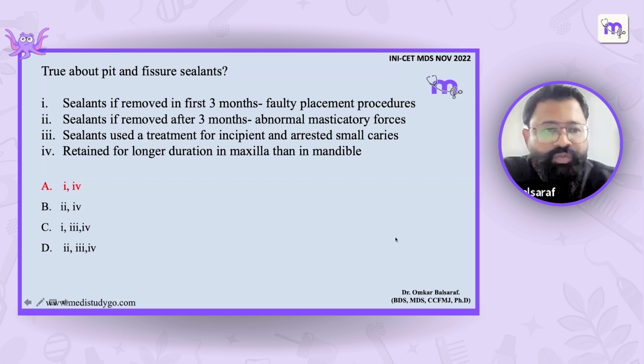So it is 1 and 4. Sealant, if removed in the first 3 months, then it is faulty placement. And fourth, it is retained for a longer duration in maxilla than in mandible. So that is the right answer.